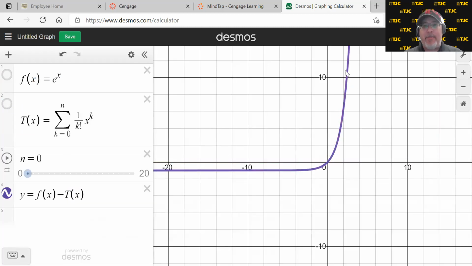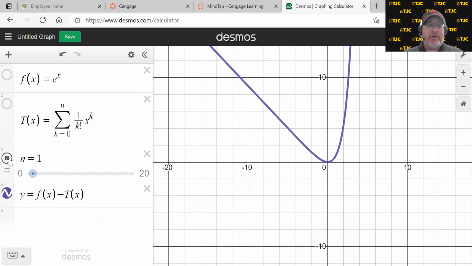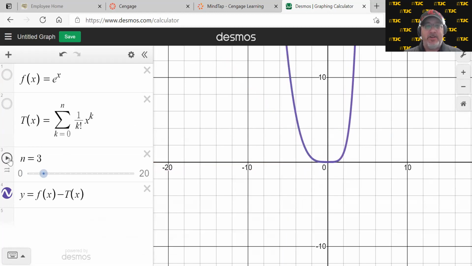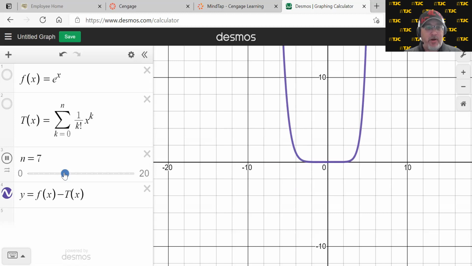So let's see what happens to this graph as we let the Taylor polynomial get higher and higher and higher. Right now it's the 0th Taylor polynomial. Now it's 1, 2, 3. Let's stop for a second. Notice that this is pretty flat here. It's almost equal to 0, which means as we're near our center, this difference is approximately 0, which means the function is approximately equal to the Taylor polynomial. As we raise the degree, and let's just go ahead and move it all the way up.